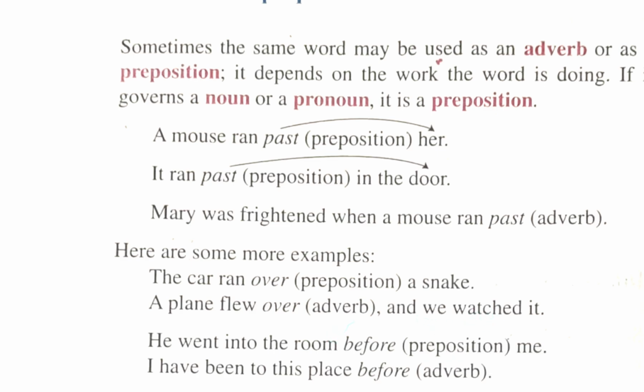It expressed the meaning. So here we have found two ways. One is the word which is governing a noun or pronoun, that is a preposition. And again, if we remove the word from the sentence and we find it is not expressing full meaning, then we will say that is also a preposition.